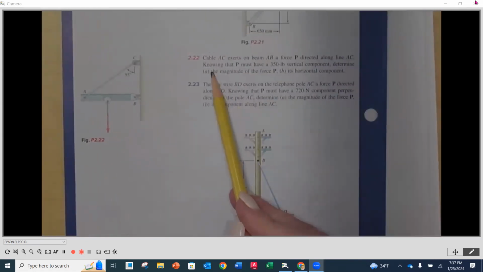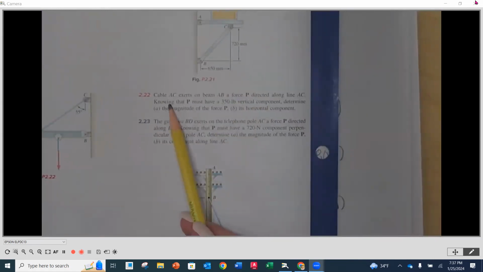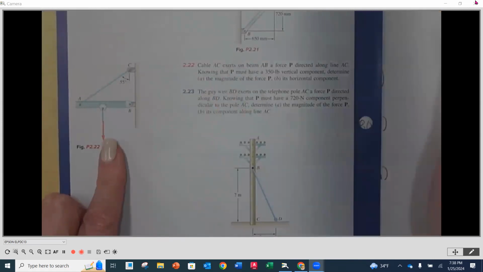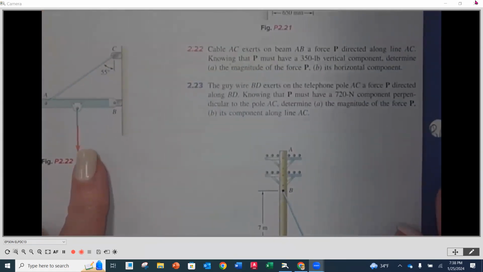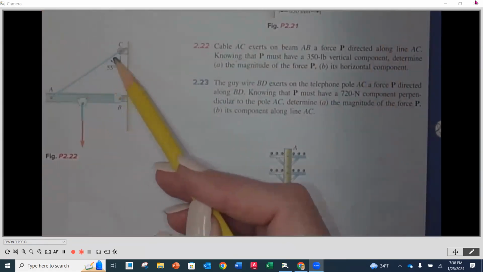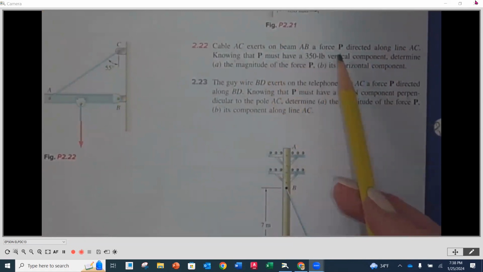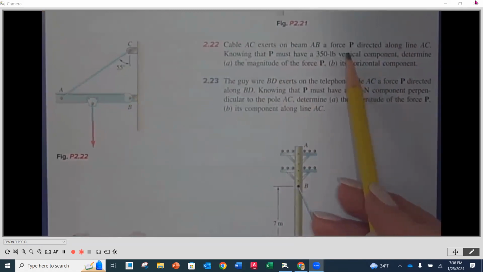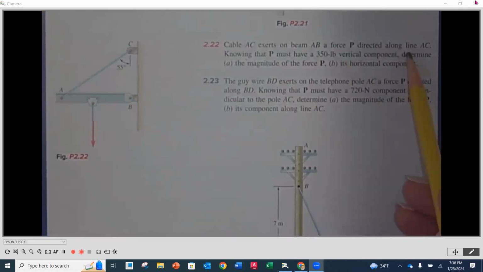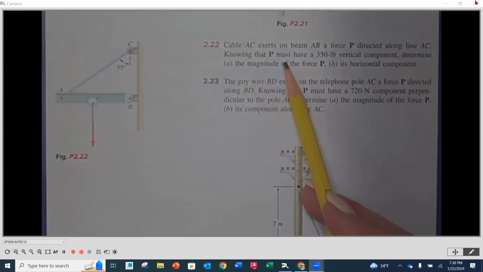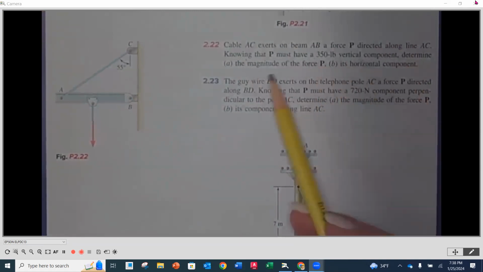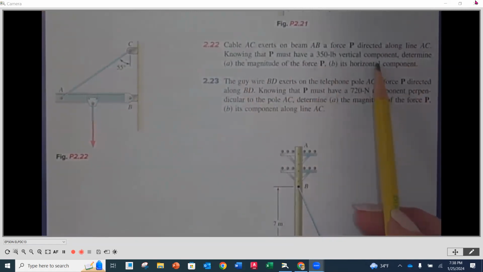As we turn the page, this is on page 36. Problem 22 is referencing this diagram right here. It says cable AC exerts on beam AB a force P directed along that line AC. Knowing that P must have a 350-pound vertical component, determine the magnitude of force P and its horizontal component.